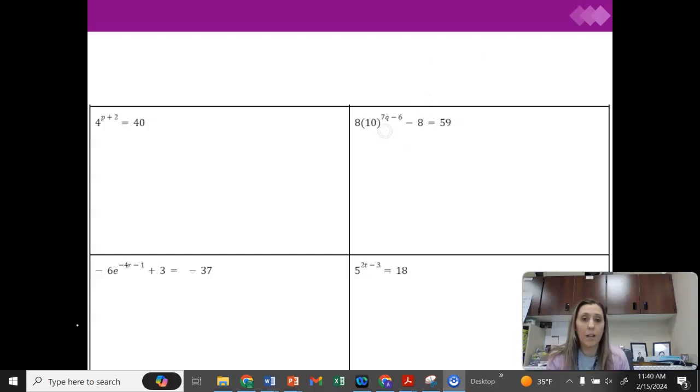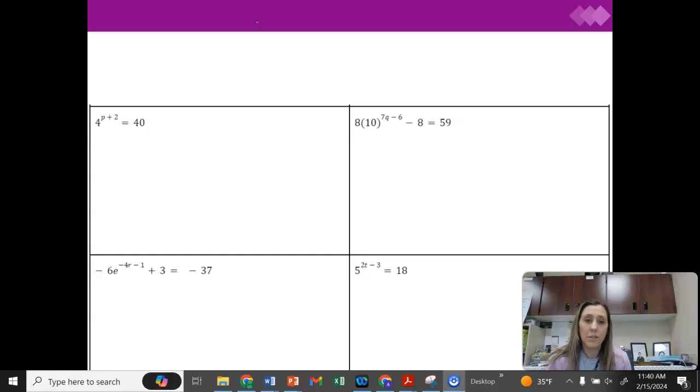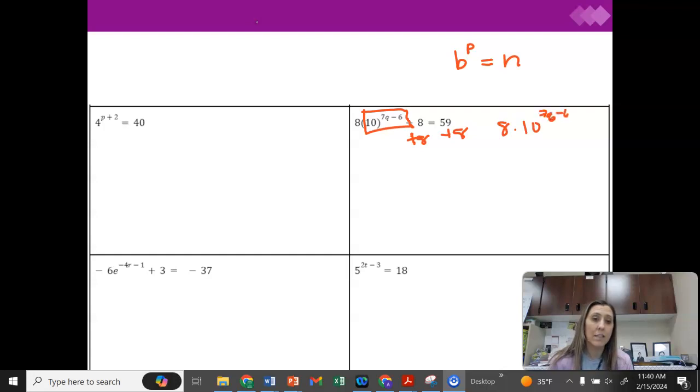Okay, so the problem that we were working on was this problem right here. The first thing that we did was add 8 to both sides, because when we're solving exponentials we want the form to be the base raised to some power equals a number. That is not what we have, because we want to get everything away from our unknown. So that's why we added 8 to both sides. Then we end up with 8 times 10 to the 7q minus 6 equals 67.